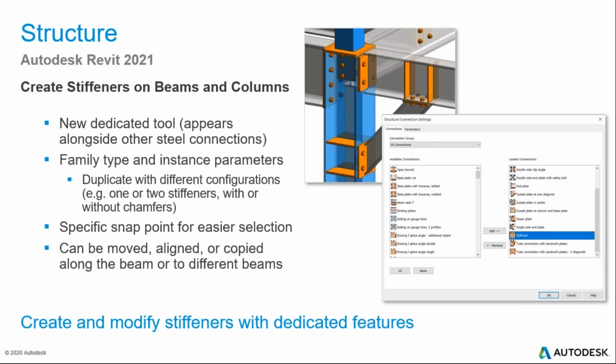Stiffeners are an important component of structural steel design. They are used to strengthen a steel beam or a column. A dedicated tool for creating stiffeners is now available in structural connection setting dialog box. Once loaded into your project, it is available from the type selected. You can then insert stiffeners on the selected steel members by specifying the insertion point. Like all Revit families, stiffeners have types. This means you can create a library of stiffeners, and stiffeners can be at a different location along the same beam or on a different beam.